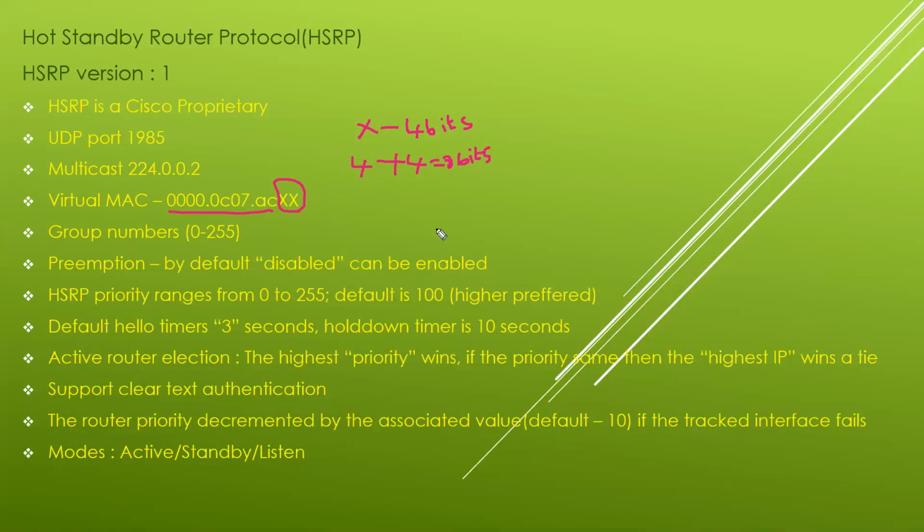Okay, 8 bits. So now how did you get this number over here, 0 to 255? It is 2 to the power of 8, which equals 256. That's the reason you are using 0 to 255. Okay, so this is HSRP version 1. Let's jump onto HSRP version 2.